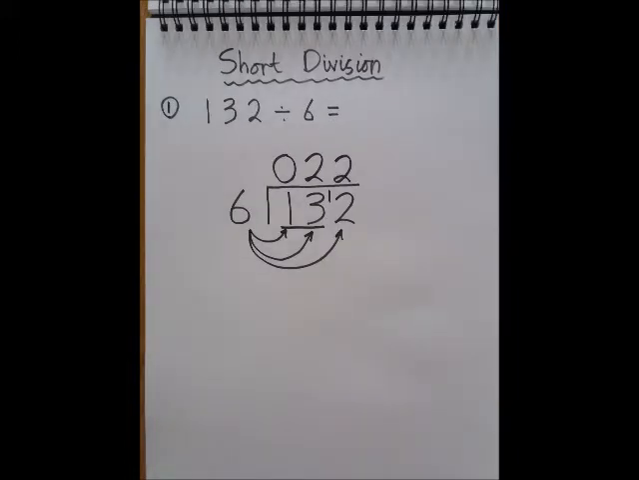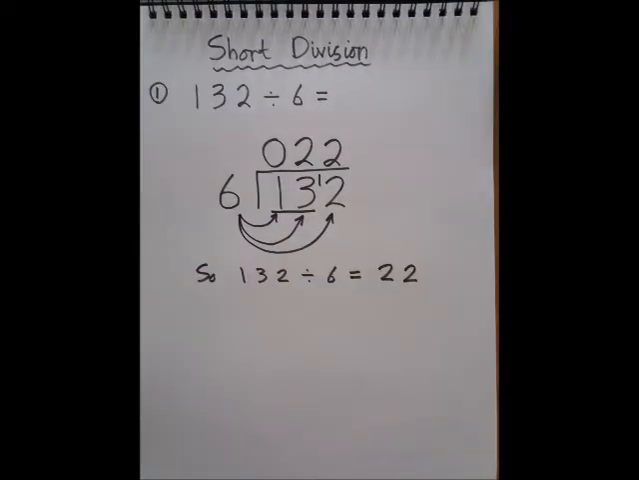And now the 1 and the 2 team up to make 12. So the question is, how many times can you take 6 away from 12? And you don't have to be a times tables rock star to realise that you can take 6 away from 12 twice. So now we've got the answer, 132 divided by 6 equals 22.